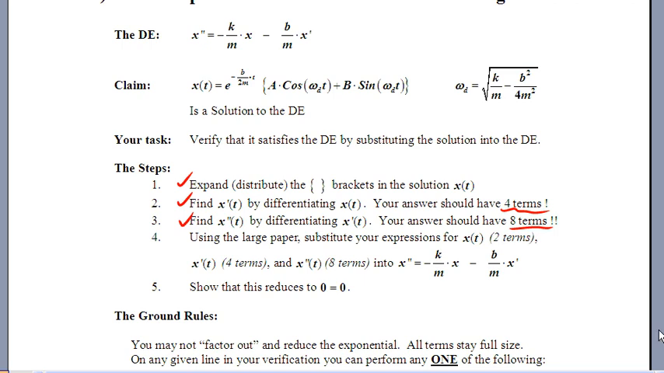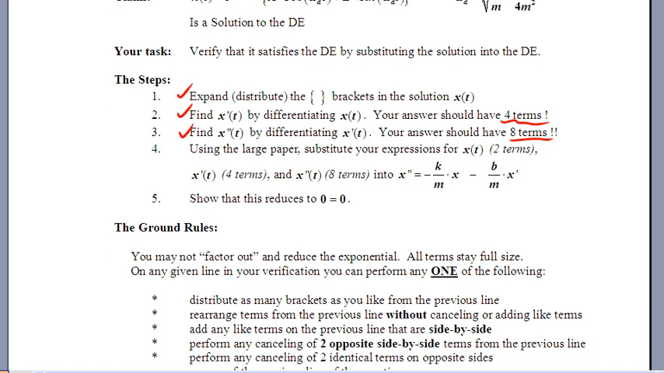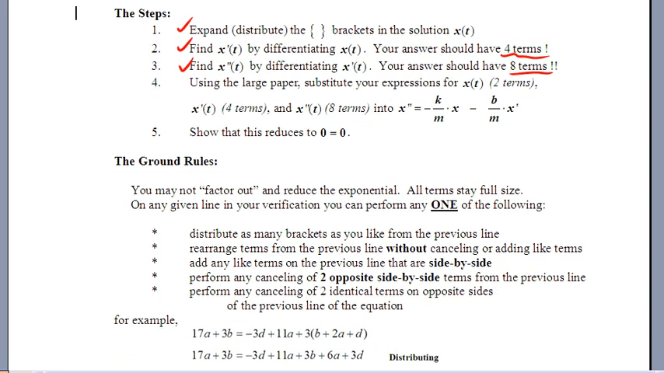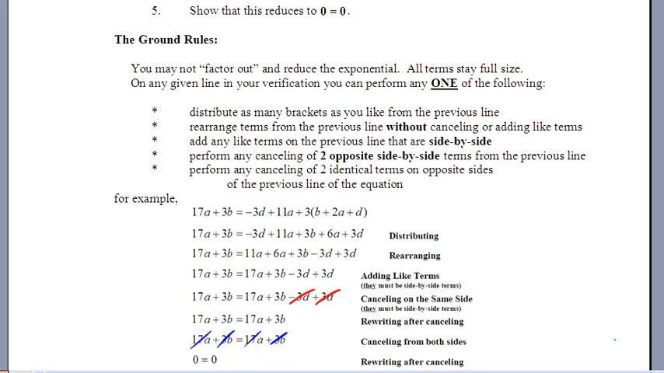There are some ground rules, though. You can't just look at it and go, yes, I've looked at it, and it all goes away. It's just 0 equals 0, right? You have to actually only do one step at a time. So please do look through the ground rules. You can only do one mathematical move at a time, and I've demonstrated that here with some random algebra for how many lines it would take to get it down to 0 equals 0.